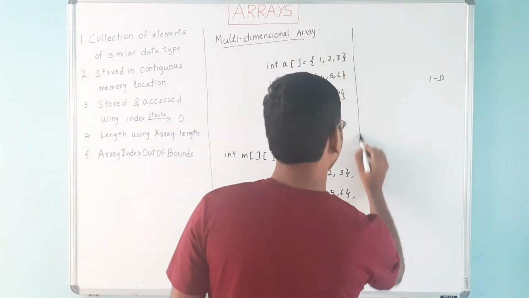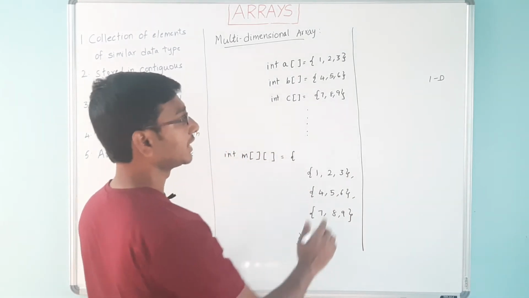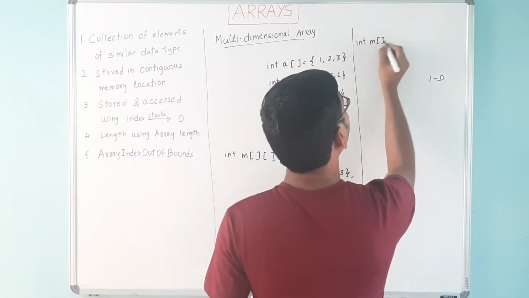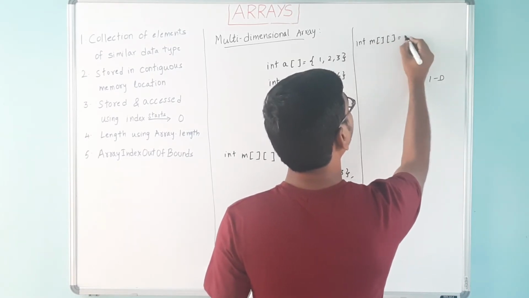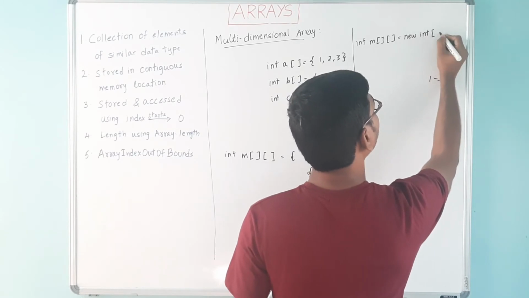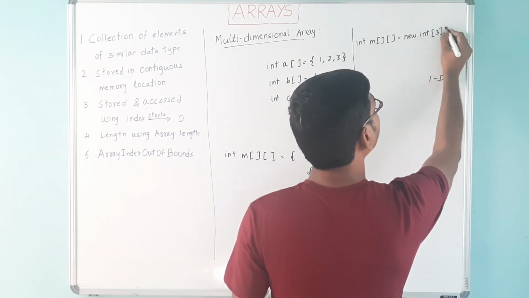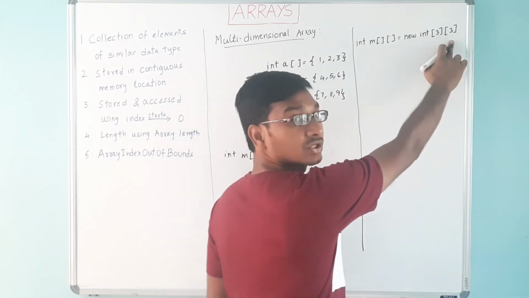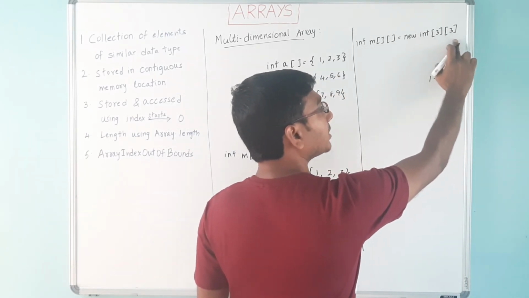Now let me show you the declaration part, how to do the declaration for it, right? New int, same as a single dimensional array. The only thing is we need to mention how many arrays we want to store, and for each array, how many elements are present in it.